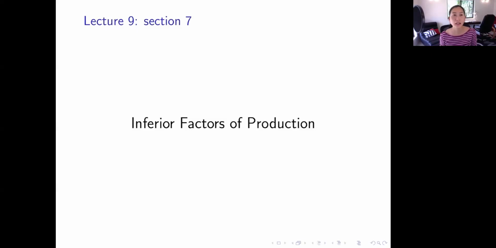So this is lecture 9, section 7. We'll be exploring the inferior factors of production. Before I move on to the inferior factors of production, I just want to recall the definition and the characteristics of the inferior good and also the Giffen good.